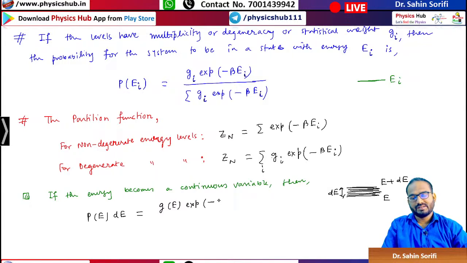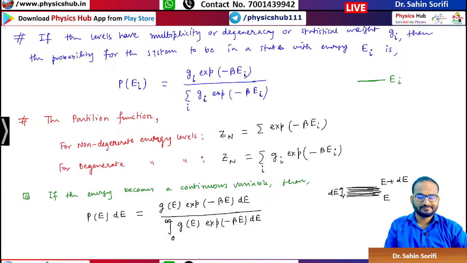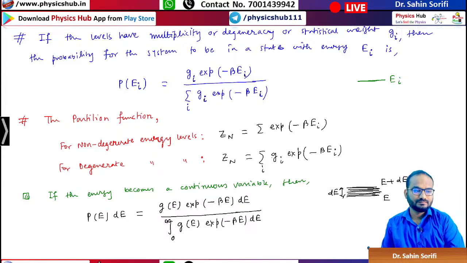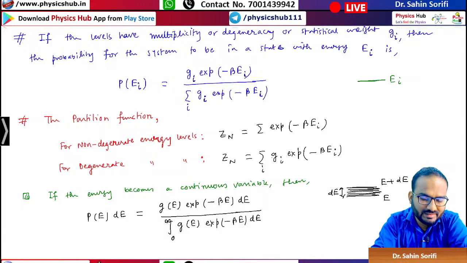It is g(E) exponential minus beta E dE divided by the integration. Instead of summation, we have to use integration of g(E) exponential minus beta E dE. The limit will be 0 to infinity. These are the fundamental things. After that, we will go for some problems.